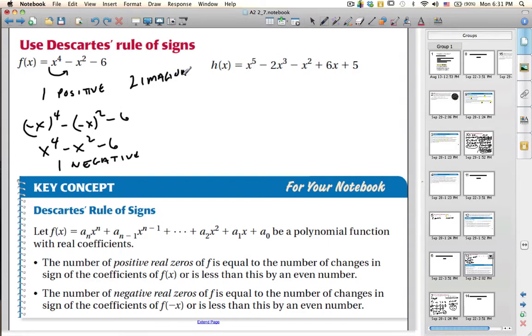Now in this case, there weren't many options for how this could come out, so I was able to tell right away that I have 1 positive real number solution, 1 negative real number solution, and 2 imaginary solutions. So if we do that again here, there's 1 change, and there's a second change. So I have 2 or 0 positive.